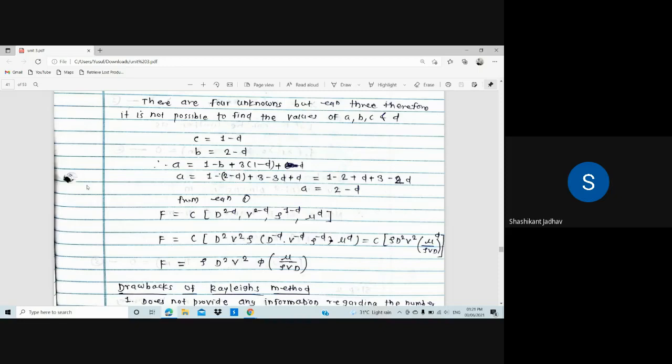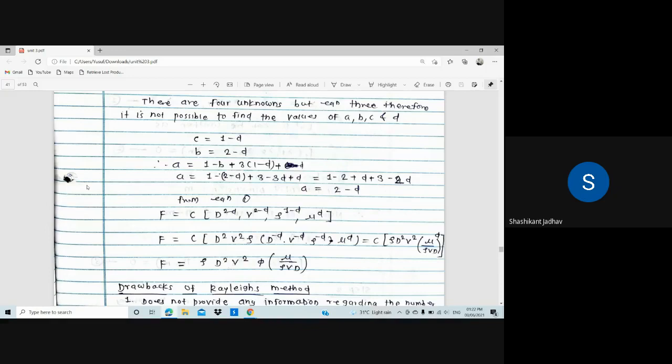Okay, so write down those equations again. c is nothing but 1 minus d. b is equal to 2 minus d. So therefore a is equal to what? 1 minus b minus 3 into bracket 1 minus d. So from that a is equal to 1 minus 2 plus d plus 3 minus 3d plus d, which simplifies to 1 minus 2 plus d plus 3 minus 2d. So a is equal to 2 minus d. It is not possible to calculate all the unknowns, so we have only simplified in the form of equations: c is 1 minus d, b is 2 minus d, and a is 2 minus d.